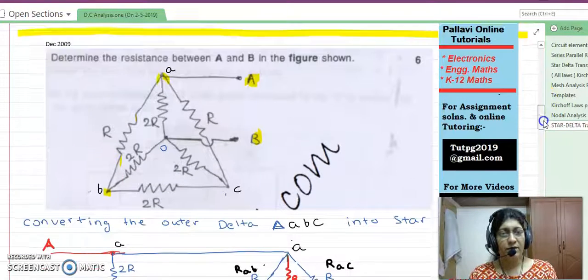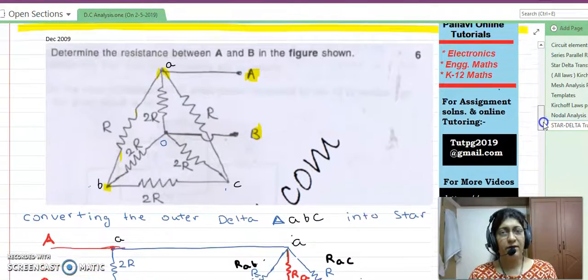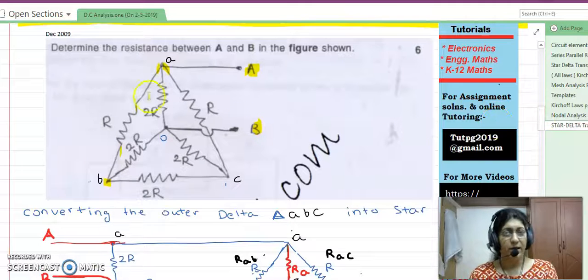Now to simplify this point, we will take one problem. This problem was asked in the Mumbai University December 2009 paper. Determine the resistance between A and B in the figure shown. Identify what is A and B. This is capital A and capital B. These are the two terminals between which we have to find the equivalent resistance.